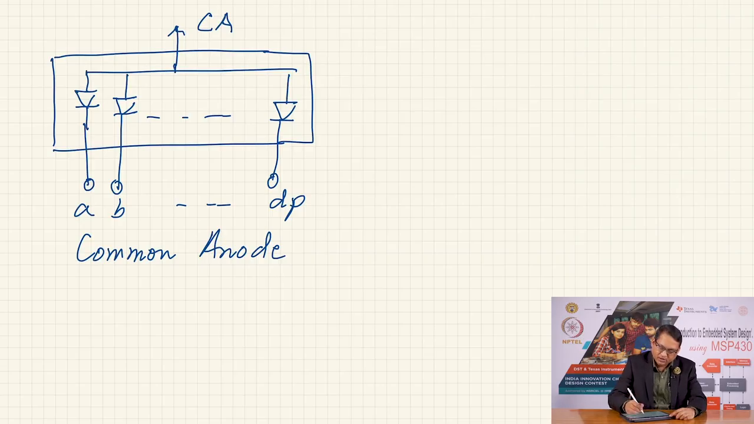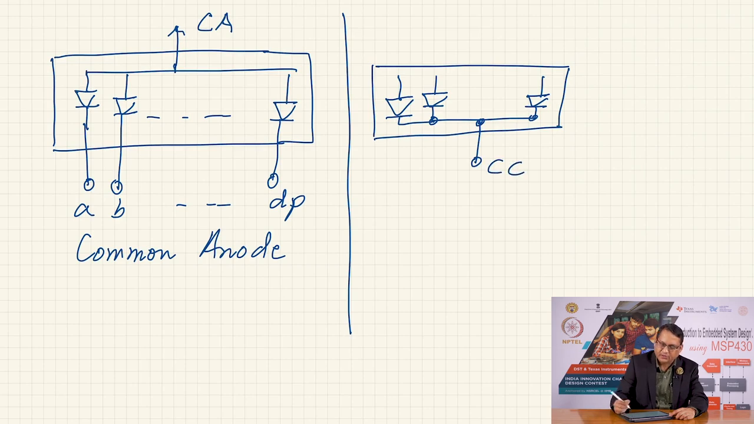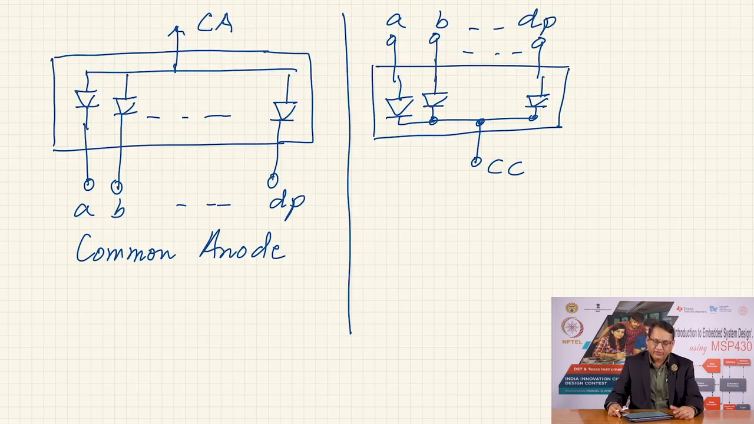The other type of 7 segment displays are called common cathode, where the cathodes of the LEDs are all connected together like this, and this terminal will be called CC, that is common cathode, and here are the actual inputs. So, this is your A, this is your B and so on, and this is your DP, that is decimal point. Now, how can we connect these 7 segment displays to microcontrollers?